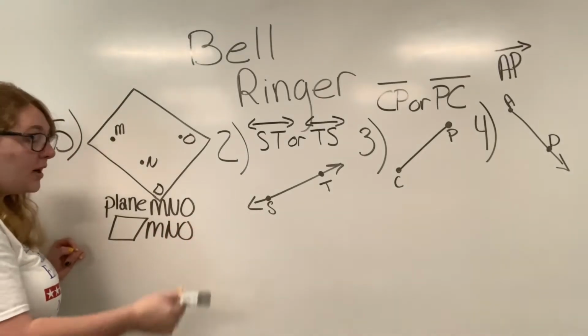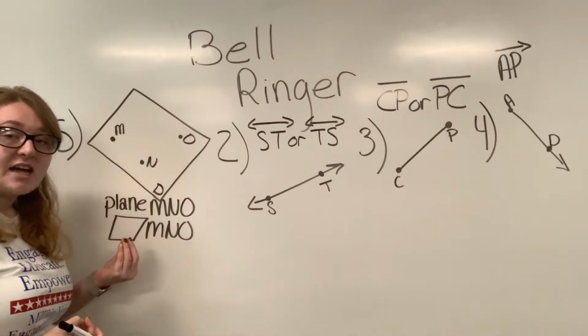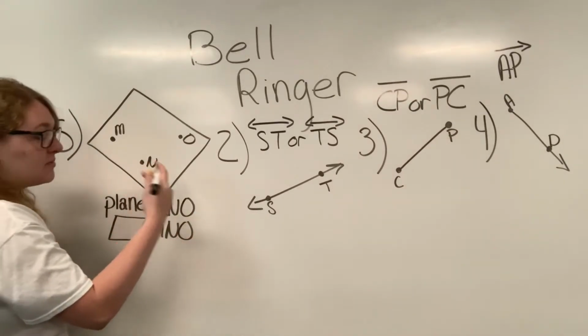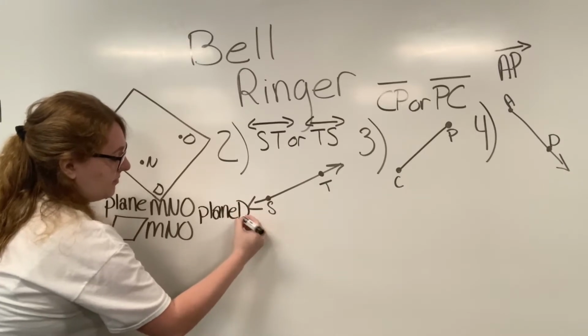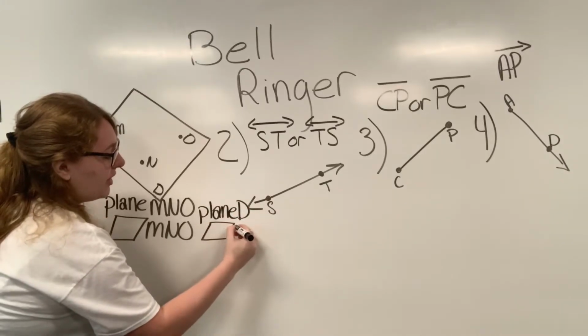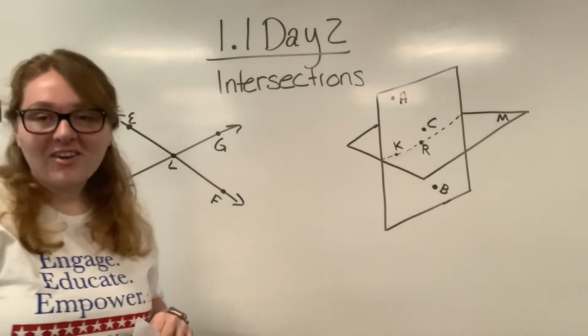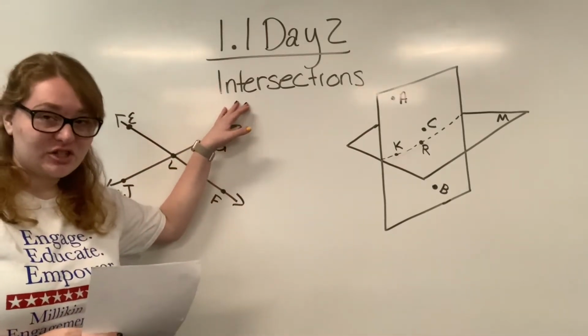But there's a D down here in the corner, but it does not have a dot. That means it's not a point. So you can also refer to this plane as plane D, or draw the little parallelogram D. Okay? So now that we're done with the bell work, today we are talking about intersections.